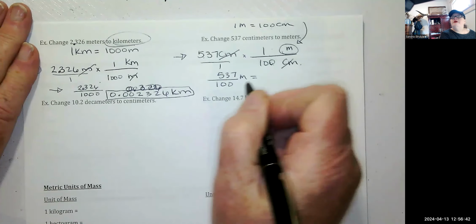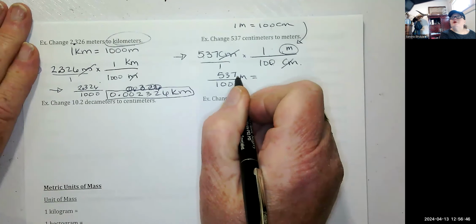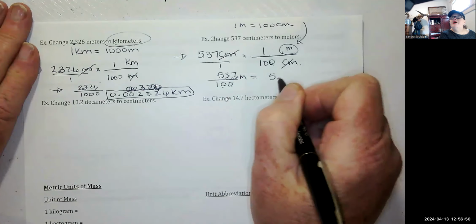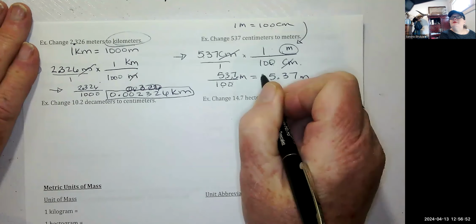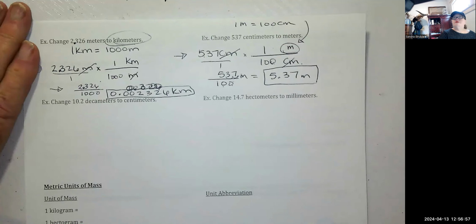So that's cool. I have to move my decimal. We're dividing by 100, so I have to move my decimal from here and I have to move it back 2 places because there's 2 zeros. So 5.37 meters is equivalent to 537 centimeters.